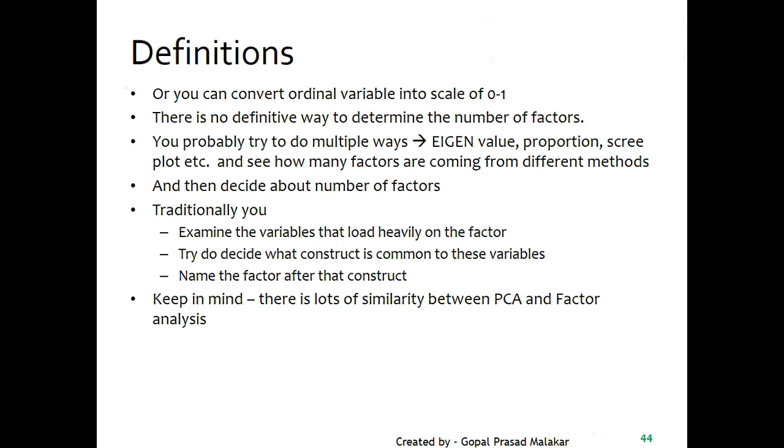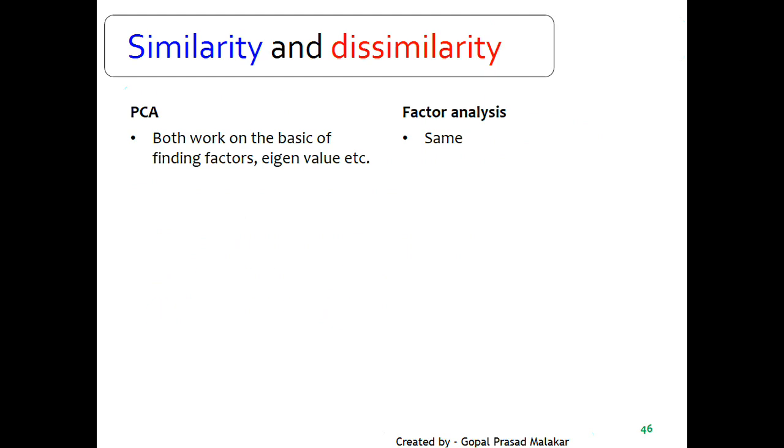Keep in mind there is a lot of similarity between PCA and factor analysis. However, their intent is different. One is all about artificial variables, whereas the other is all about finding the latent variables. You will understand it better when you see PCA and factor analysis side by side. So let's understand the similarity and dissimilarity. Both work on the basis of finding factors, eigenvalues, etc., and this is how you do it in factor analysis as well.